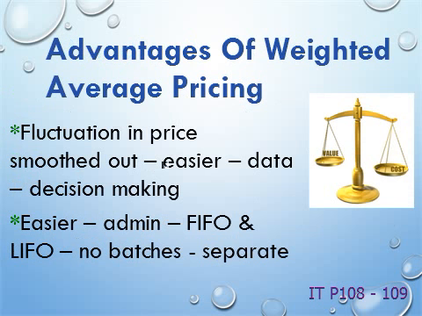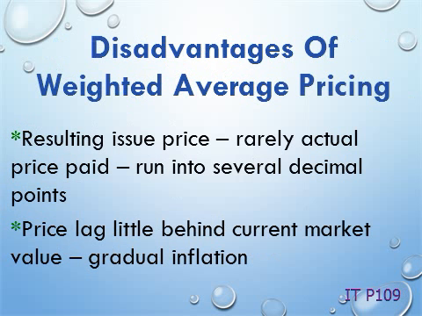The advantages of weighted average pricing are: there isn't a big fluctuation in prices, which makes it easier to use the data for decision-making. It makes the administration of inventory easier than FIFO and LIFO, because there are no batches to keep separate. The disadvantages of weighted average pricing are: the resulting issue price is rarely the actual price paid, and it can run into several decimal places. The price of the materials tends to lag a little behind the current market value, if there is gradual inflation.